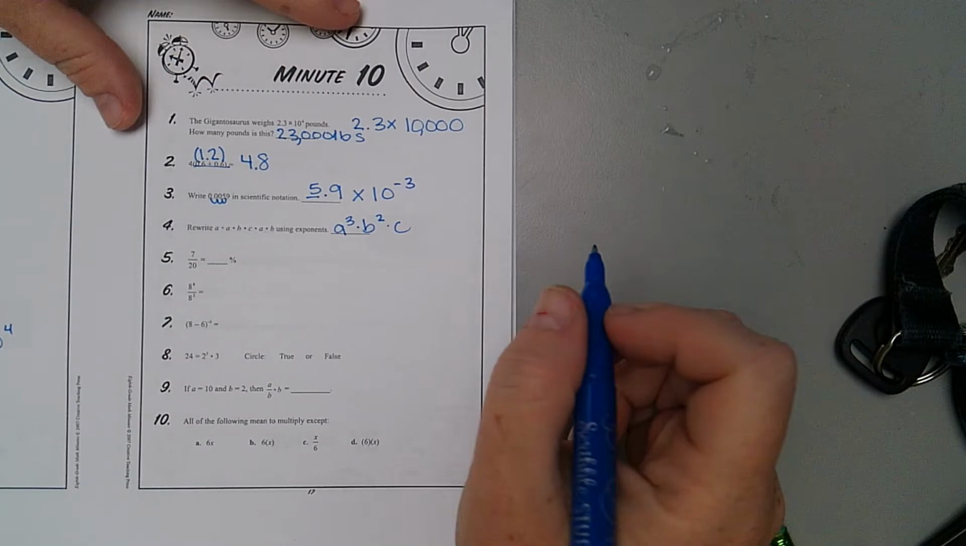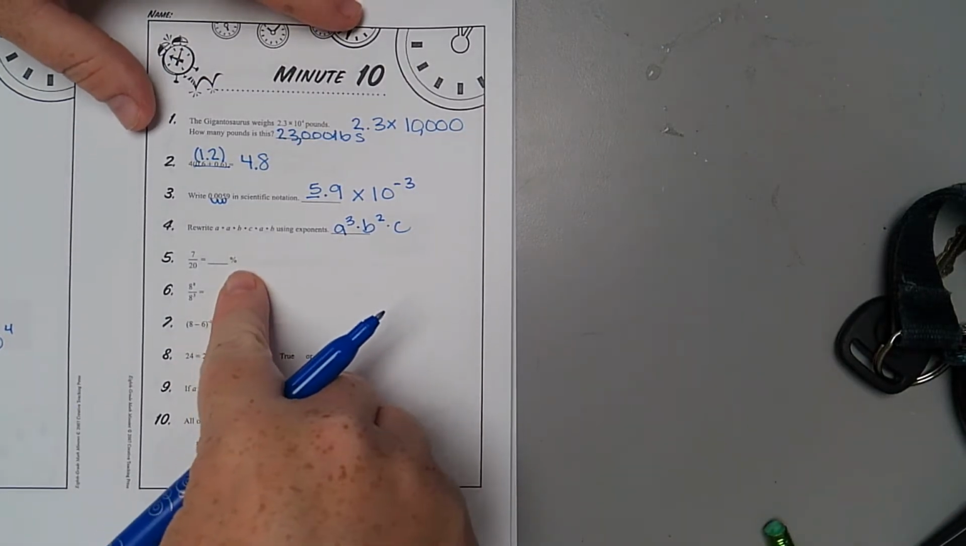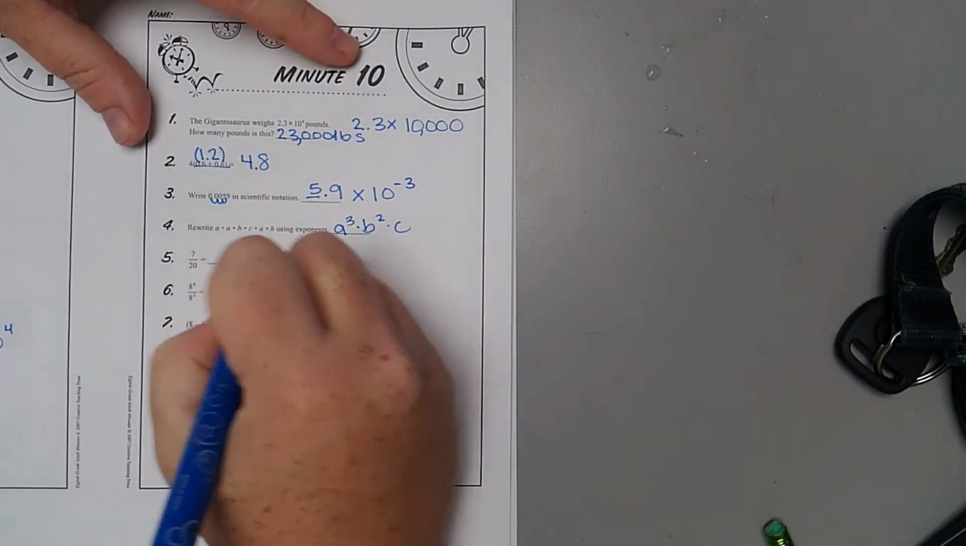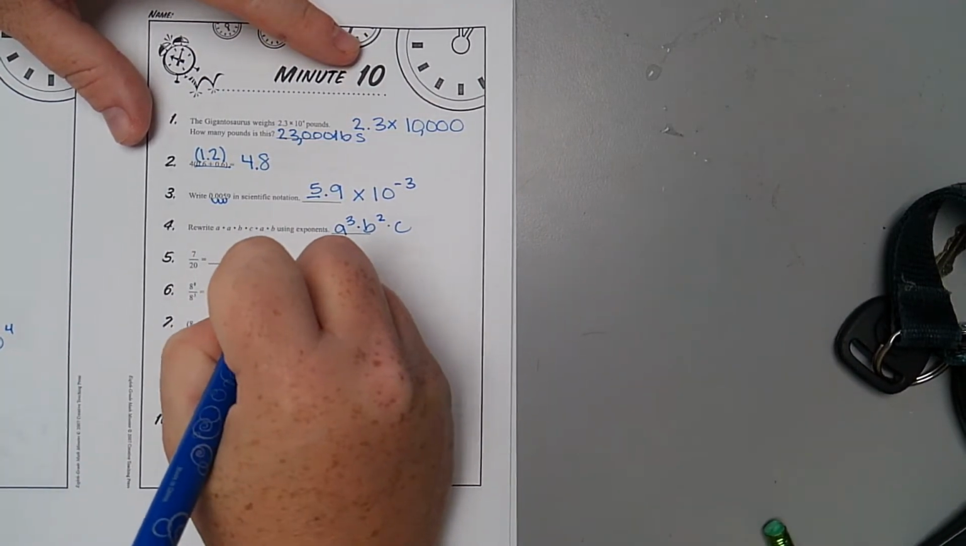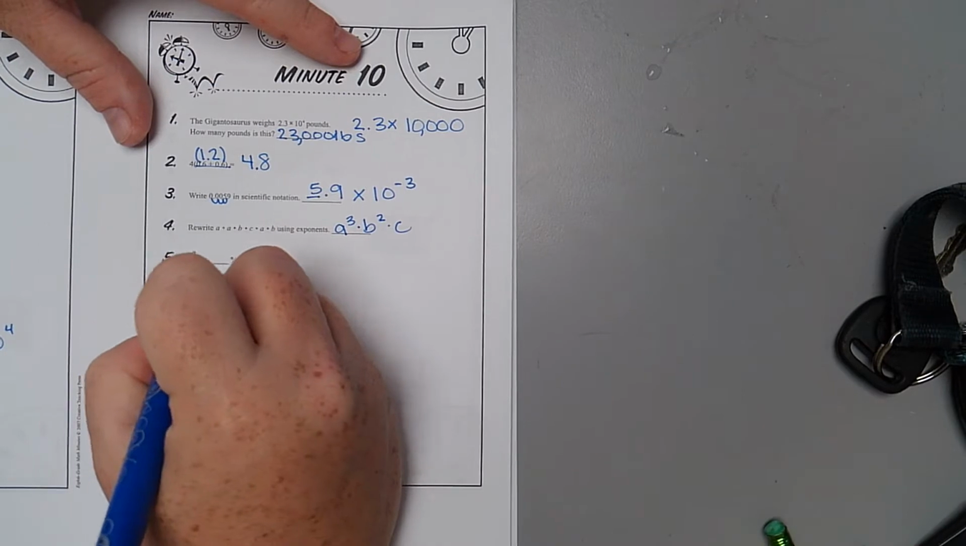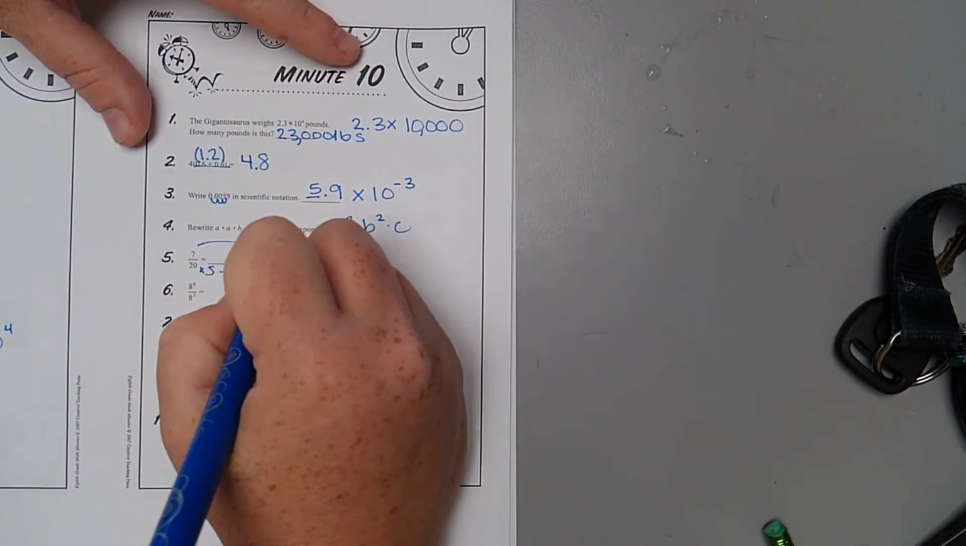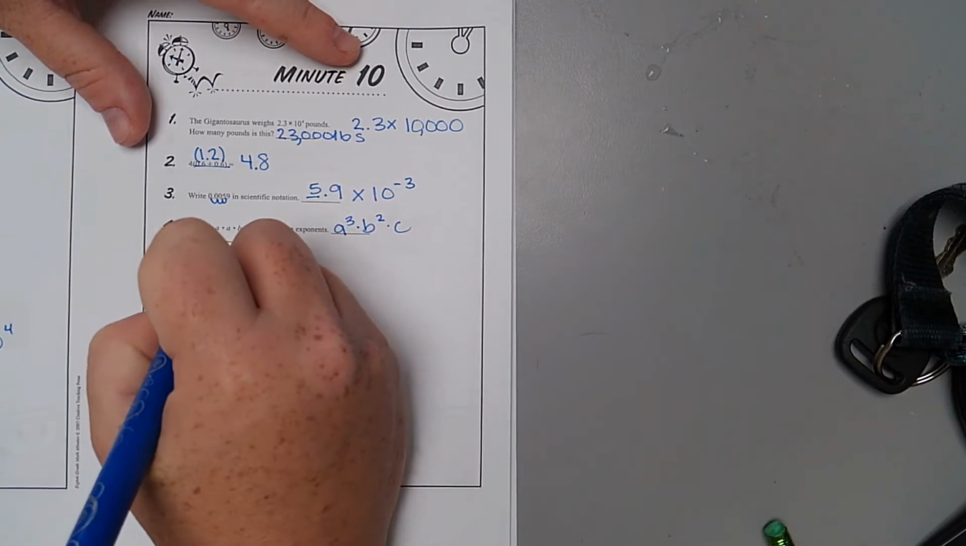7/20ths as a percent. Remember, percent means out of 100. Well, if you have 20 and we need it out of 100, 20 times 5 gets us our 100. 7 times 5 gives us 35. So our percent would be 35%.